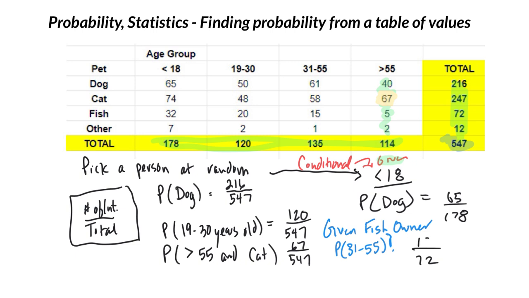So that's our numerator. If all we say is, hey, we pick someone at random, what's the probability? We're talking about the entire group, all, in this case, 547 people. But if instead we add a condition, we say, hey, we pick someone and we're telling you they're under 18, you can say, okay, I only need to look at that column. Or in the case of the blue, I picked somebody, I know they're a fish owner. I know that. What's the probability of this age group? And all that does is change the row or column we're looking at.